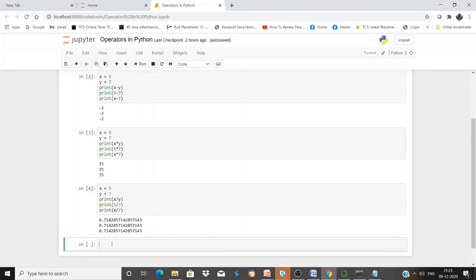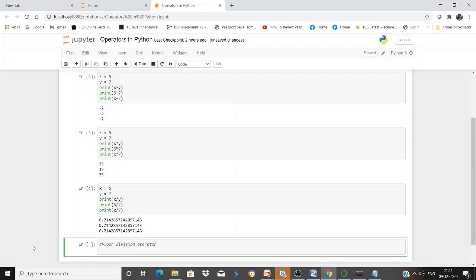Now the next operator that we are going to discuss is the float division operator. What this operator does, when applied on two variables or two values, is give you the nearest integer of the division result which is less than the division result. So let's see what we mean by that.